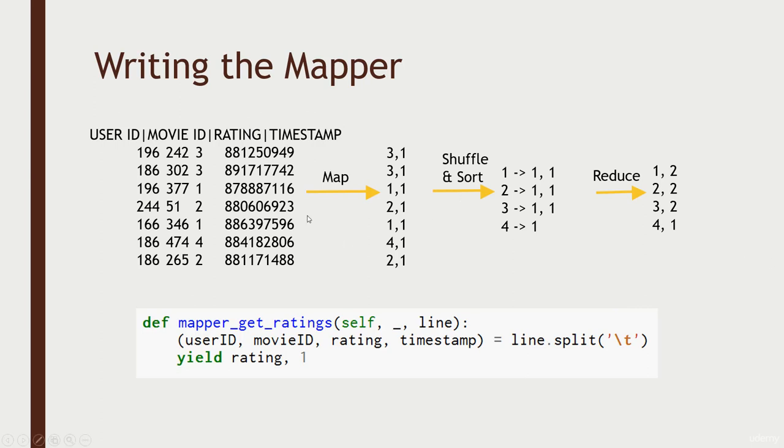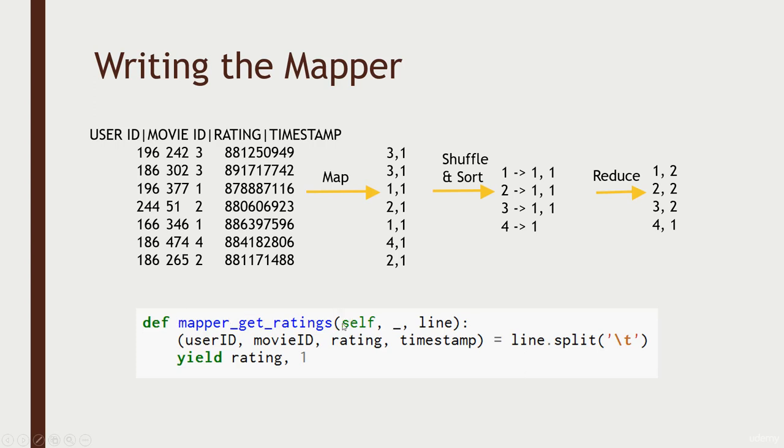So again, our mapper just needs to extract from each input line the rating itself and the number 1. So we want to extract the key of the rating and a value of 1. Here's what a function looks like in Python. def is just how we say we're defining a function in Python. We're going to name this function MapperGetRatings, so we can later invoke this function by that name.